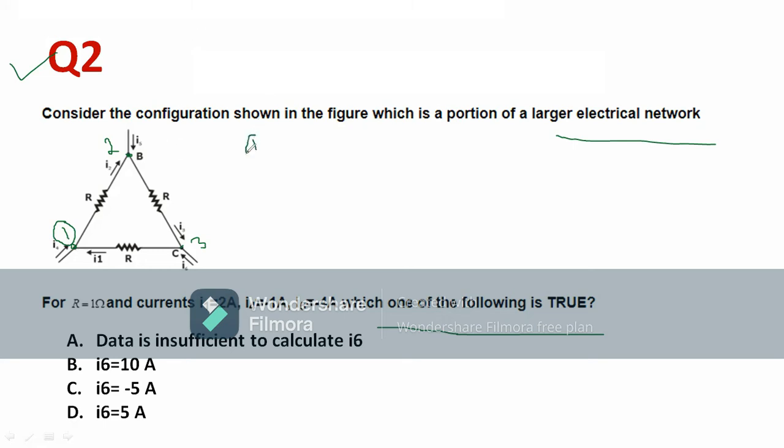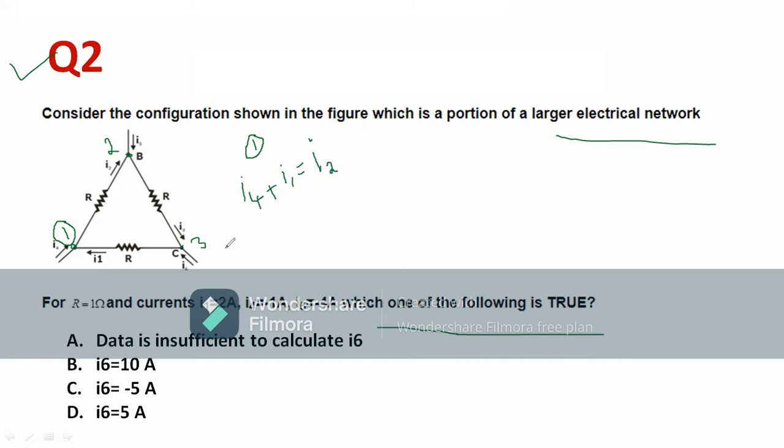Node or junction, both are the same only. Look at node 1. Let me apply the incoming current. What is the incoming current? Let me write this I4. I4 plus I1 is equal to the outgoing current. What is the outgoing current? It is equal to I2. It is very true. You can verify it.